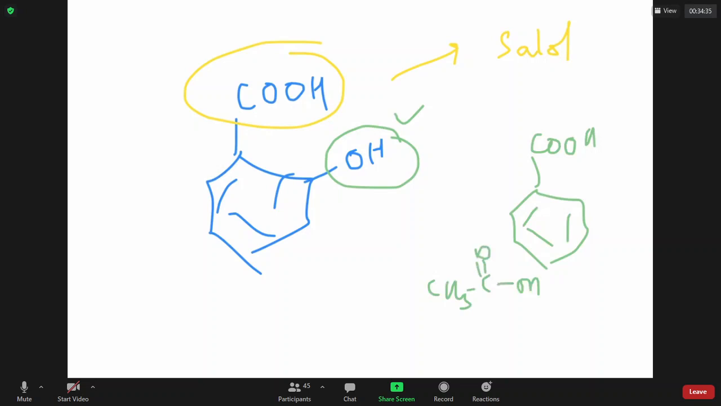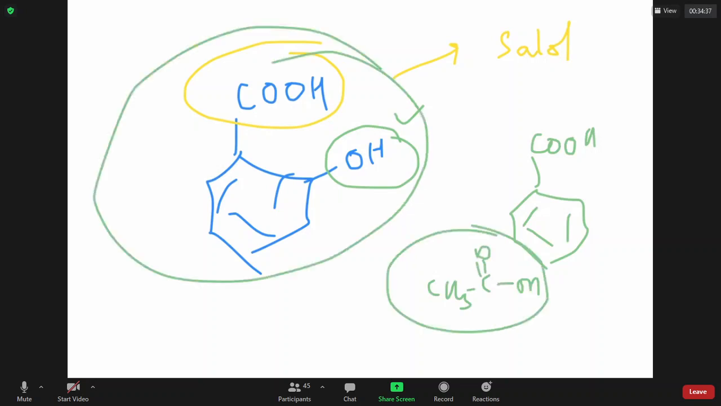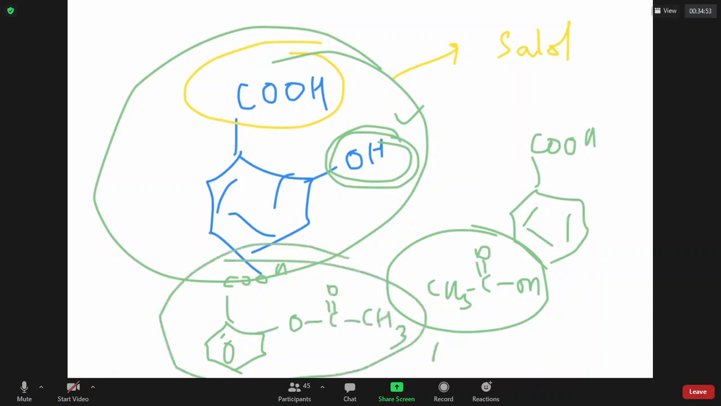If this acid and the salicylic acid are combining, then the OH part will be esterified. Then you will be getting an ester like this. COOH is intact. Here it will become OCOCH3. This is called acetyl salicylic acid, in the market sold as aspirin.